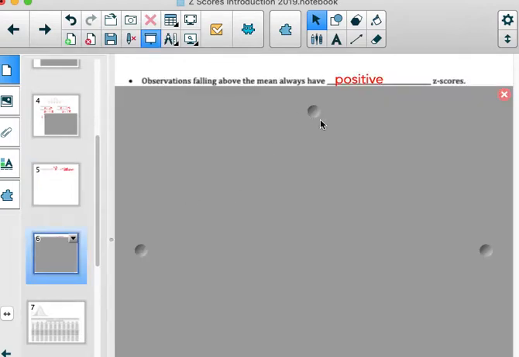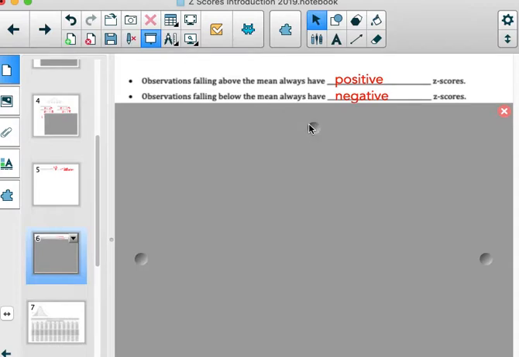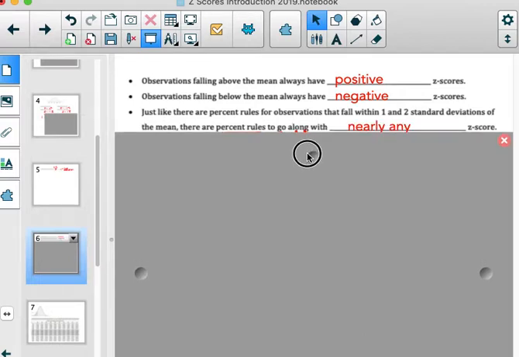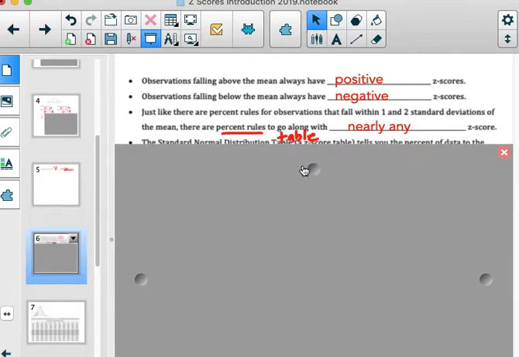Observations falling above the mean are always going to have positive z-scores. Observations falling below the mean are always going to have negative z-scores. Just like there are percent rules for observations falling within 1 and 2 standard deviations of the mean, there are percent rules that go along with nearly any z-score. And we're going to find those percent rules by looking at the table.